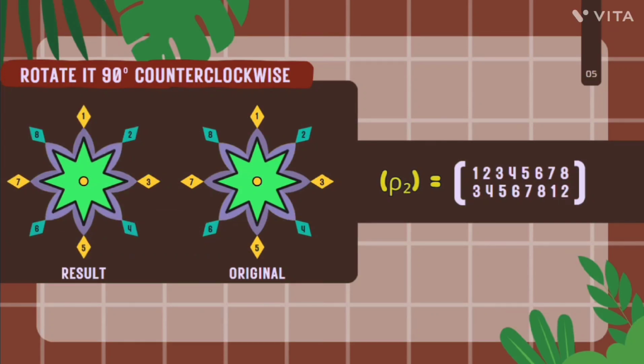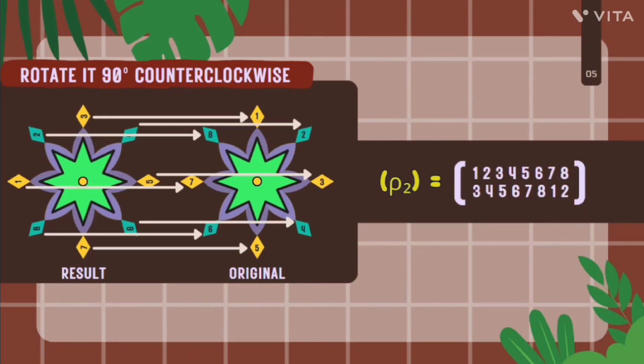and last, 1 maps to 8. As you can see here, we have the rho sub 2, and its movement is to rotate it 90 degrees counterclockwise. So let's rotate it and see the result. After rotating it, the 3 is now at the top. So 3 maps to 1, 4 maps to 2, 5 maps to 3, 6 maps to 4, 7 maps to 5, 8 maps to 6, 1 maps to 7, and 2 maps to 8.